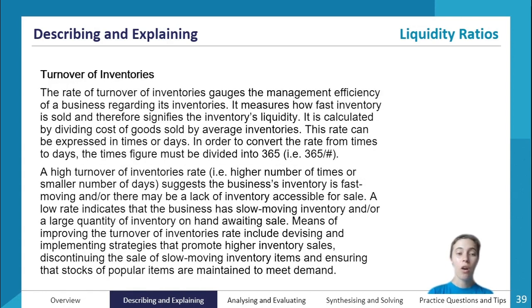Now, turnover of inventories. So a similar idea, except in terms of inventories instead of accounts receivables. So the management efficiency of a business in terms of its inventories, how fast the inventory is sold, and the liquidity of that inventory. So you calculate this by dividing the cost of goods sold by average inventories.